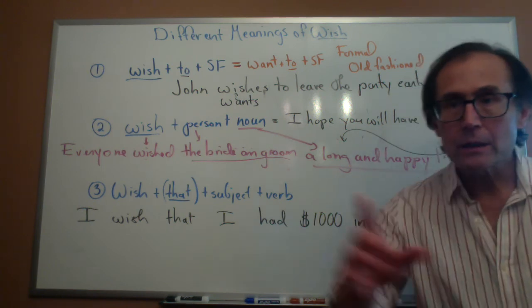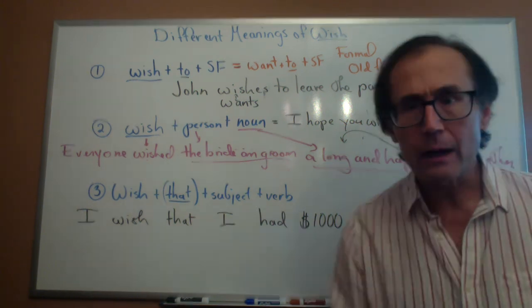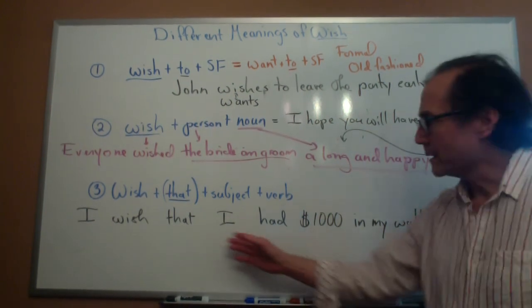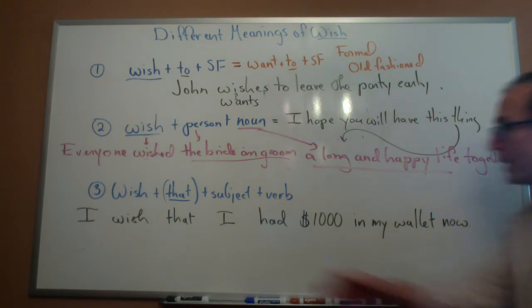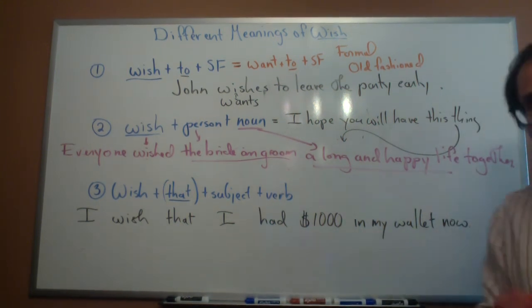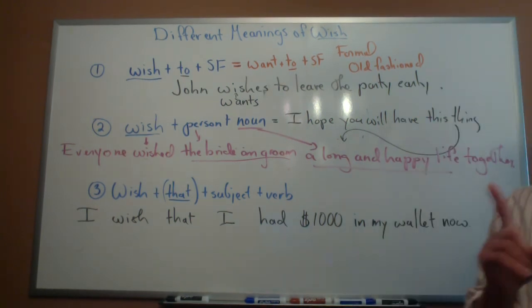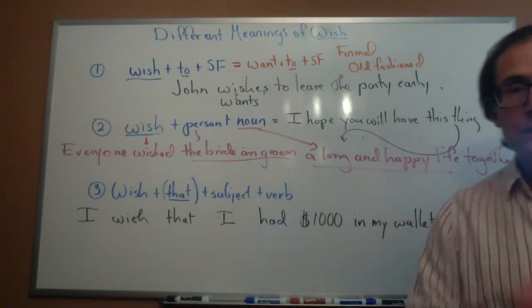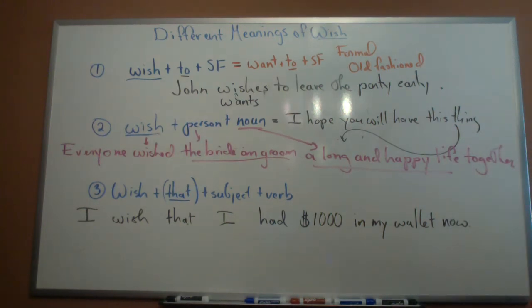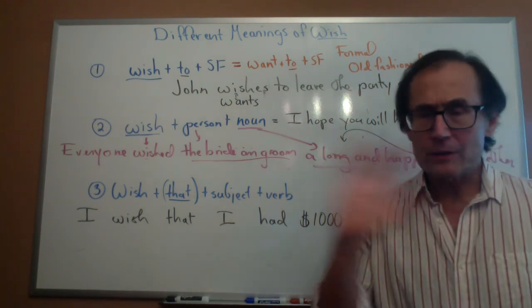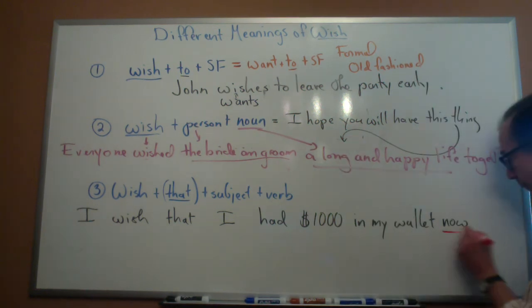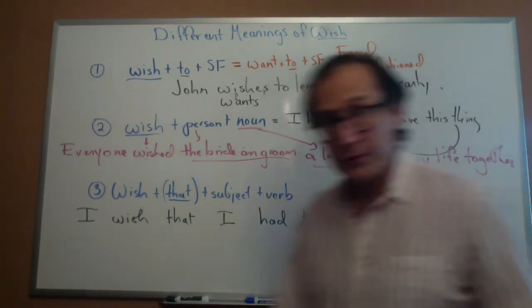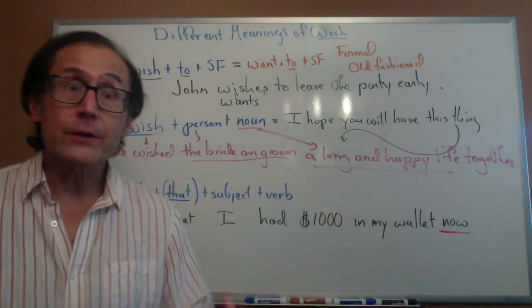And you might look at that and say, wait a minute. This is weird. Take a minute and think. I wish that I had $1,000 in my wallet now. First question, what time am I talking about? Take a moment and think. Pause if you need to. I wish that I had $1,000 in my wallet now. Okay, I'm going to assume you paused if you needed time. But the important word here is now. So, if you said we're talking about now, you're absolutely right.